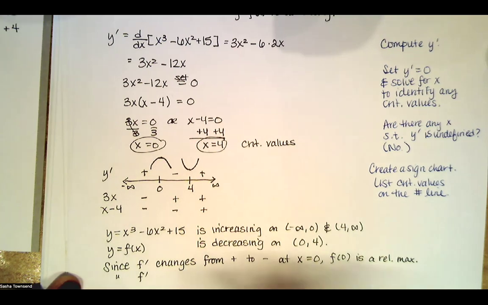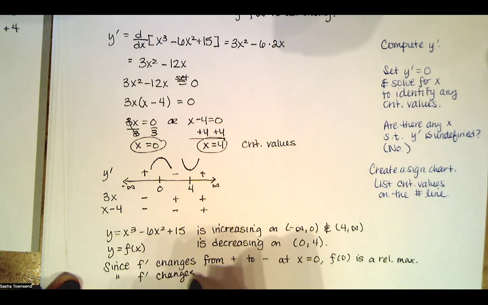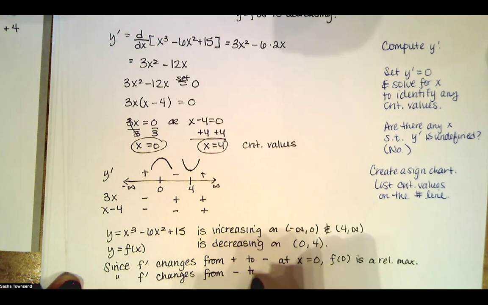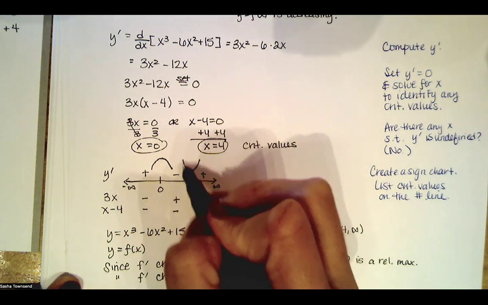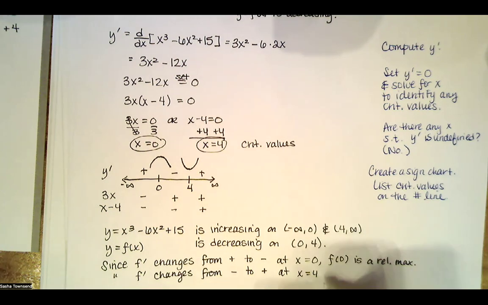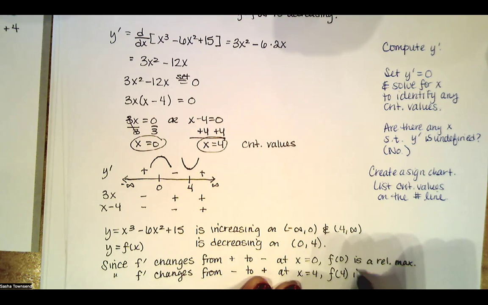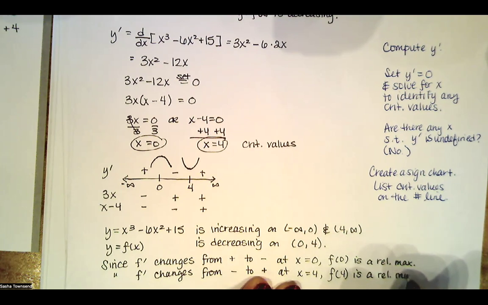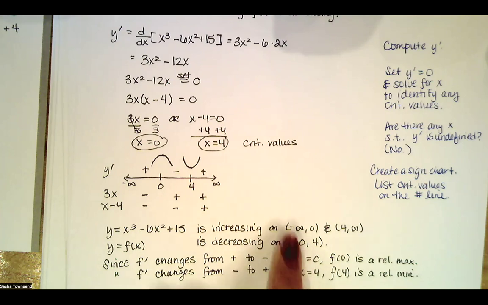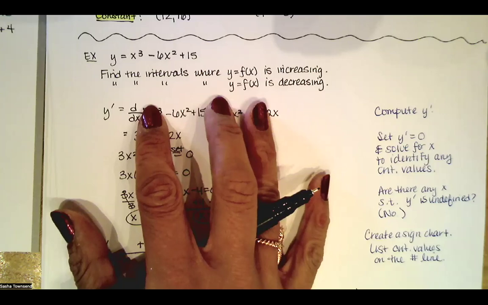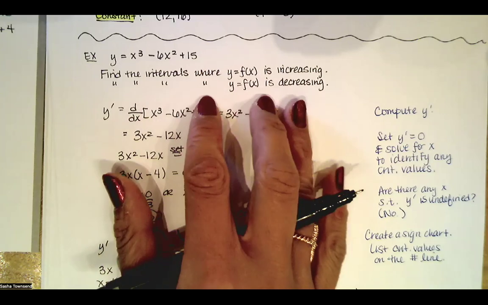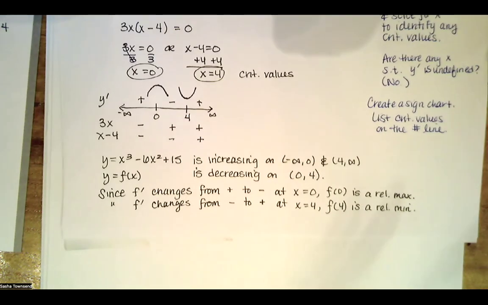And since our function f prime changes from negative to positive at x equals 4, the function goes from decreasing to having a 0 slope to increasing. We know f of 4 is a relative min. Now, with this information, we can graph our function if we want to. But that's not what we were asked in this question. We were just asked to find the intervals where y was increasing or decreasing. So we've already answered that question.